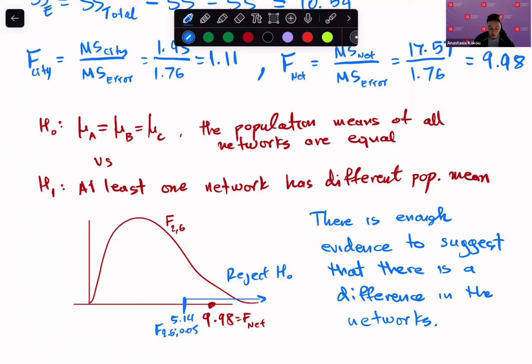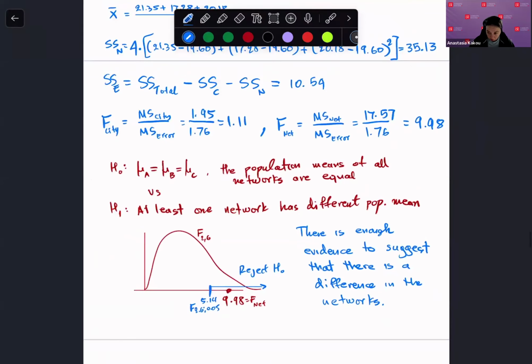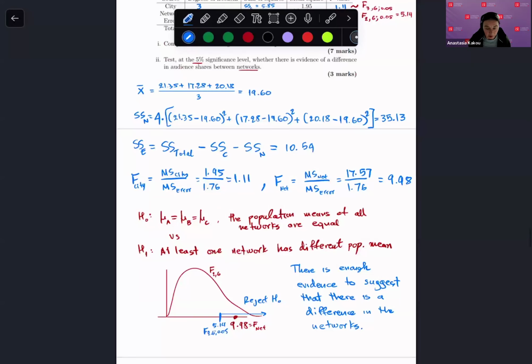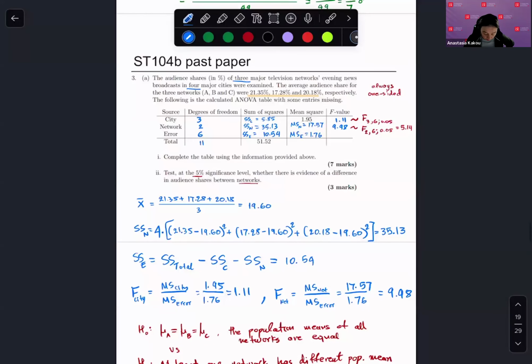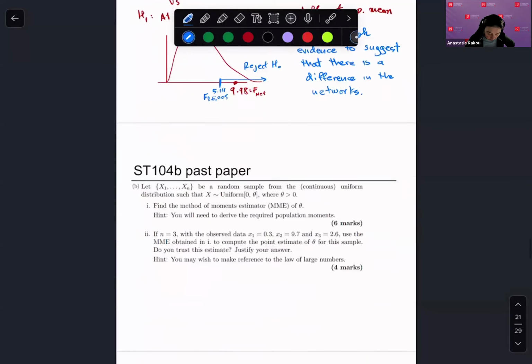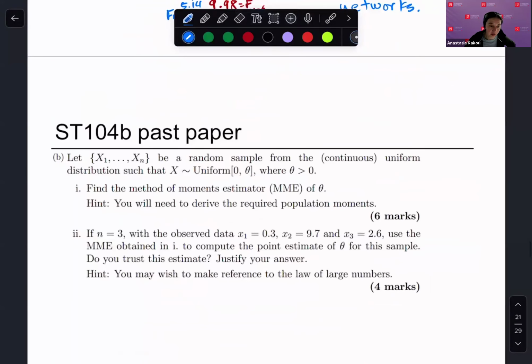Okay, so that's that really. So this is the question on ANOVA, analysis of variance, and we're moving to the next exercise, which is the other method of estimating population parameters. This is the method of moments.